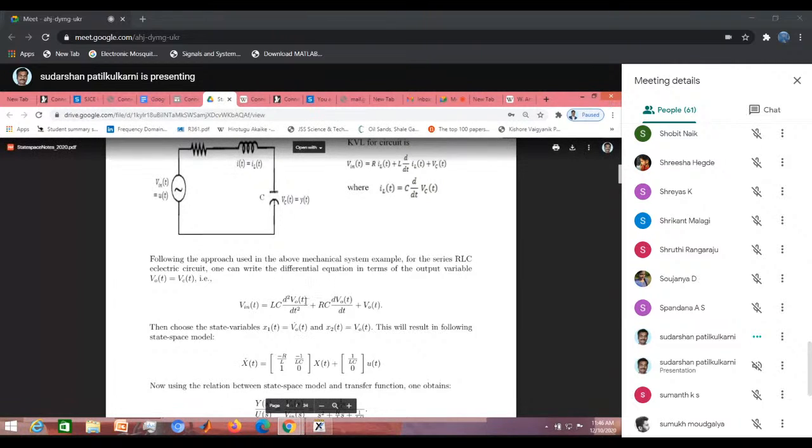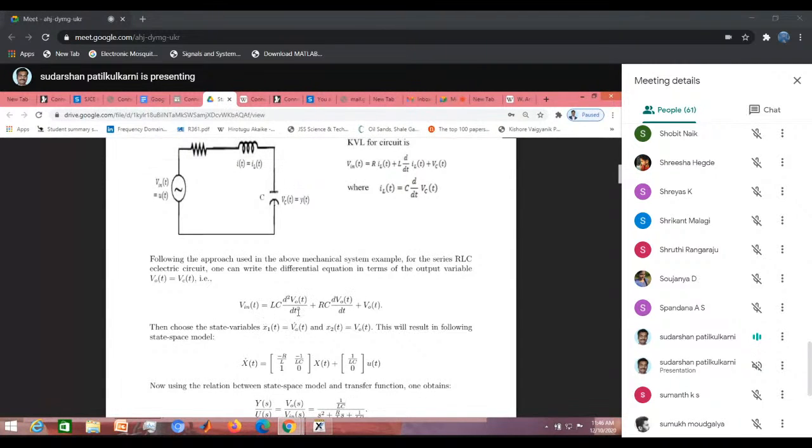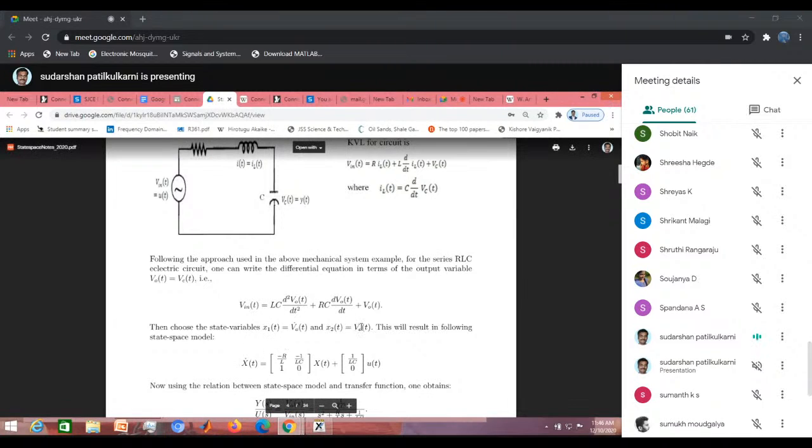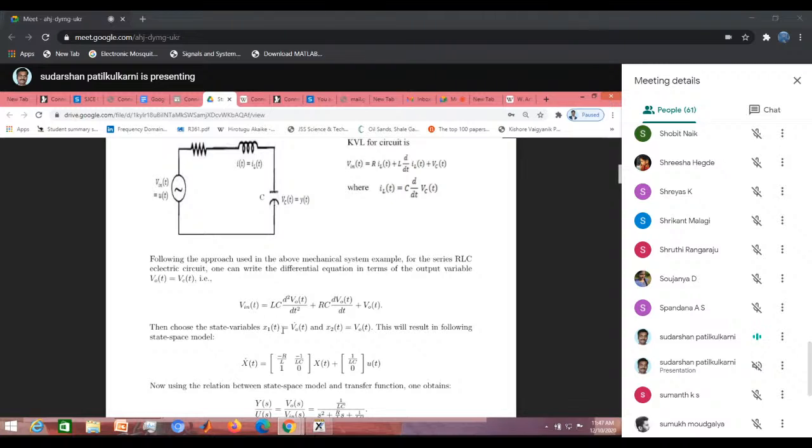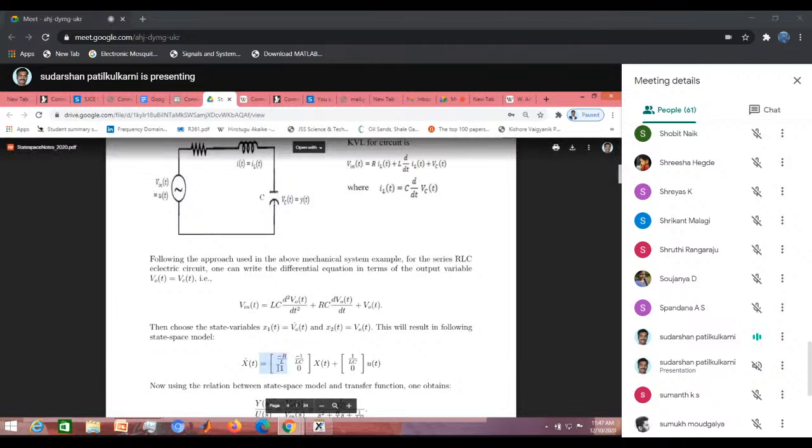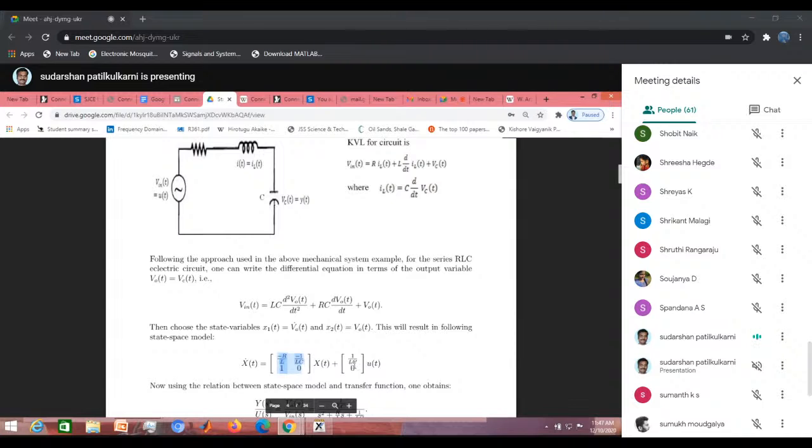Because the derivative x1 dot of t will be d square Vc by dt square. So express d square Vc by dt square by dividing by LC and taking the other terms on the left hand side, we get minus R by L, minus 1 by LC as the first row, and plus 1 over LC into Vin of t. And x2 dot is simply x1 of t. So x2 dot equal to x1 of t, therefore the second row becomes 1, 0.